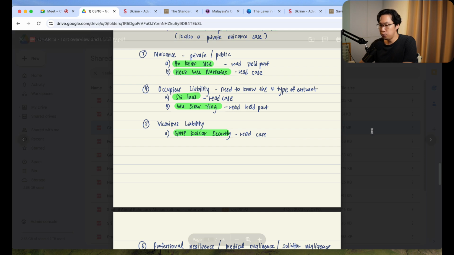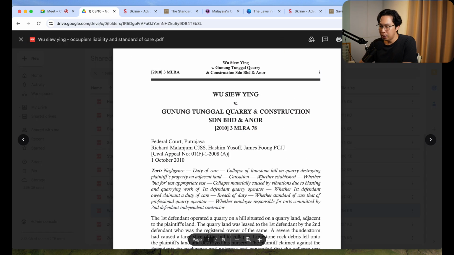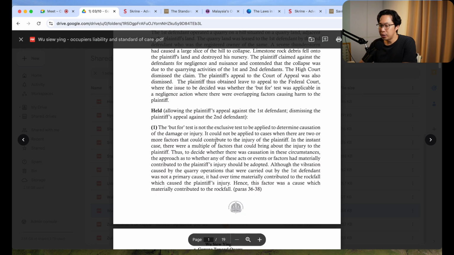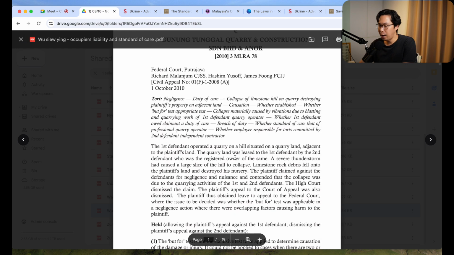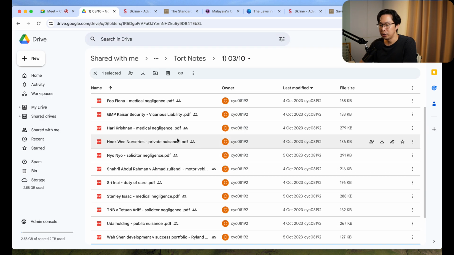What about Wu Siu Ying and vicarious liability? Now, let's look at Wu Siu Ying. For these ones, just reading the held part is good enough. This is a bit boring in this case. If you don't want to read it, you can read the held part. It's whereby there's a quarry where they extract marble and the stone falls down and crashes on the house or whatever. So you can read that.